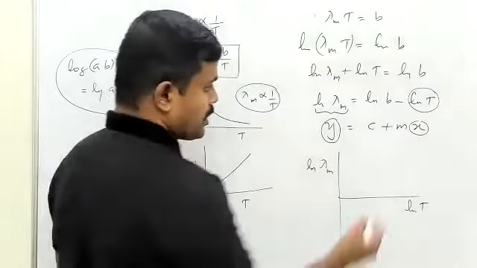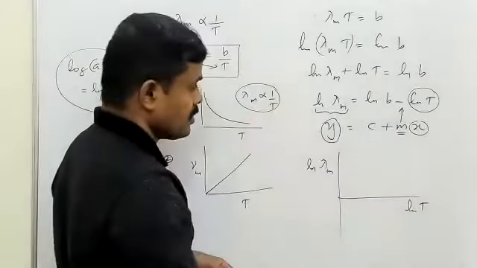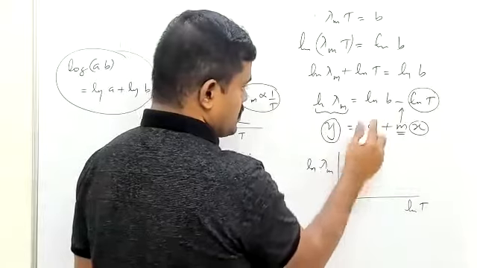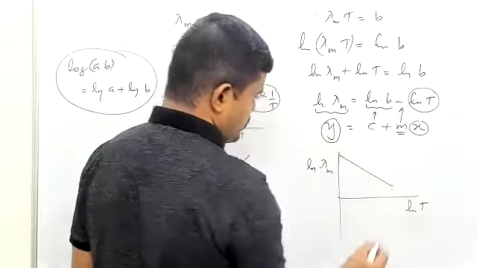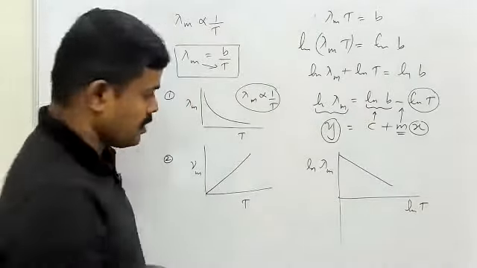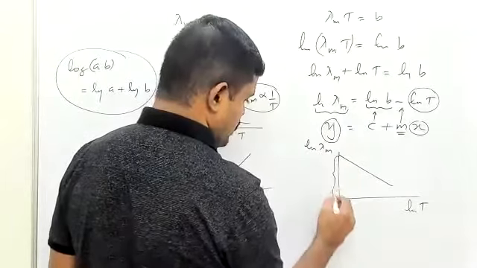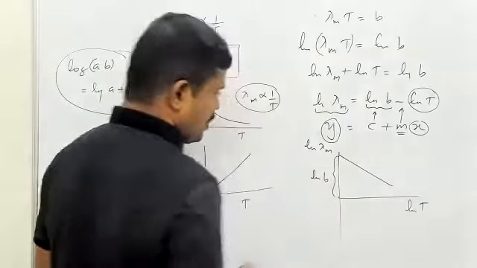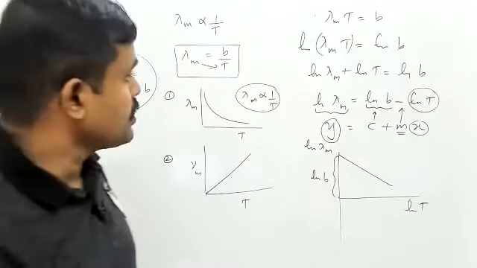Okay. And look at the slope. Slope is negative, so it's a descending graph. And then y-intercept is log b. So it should be like this. This is how the graph is drawn. ln lambda m should be on y-axis. This height is actually ln b. Did you understand? So this graph is important.